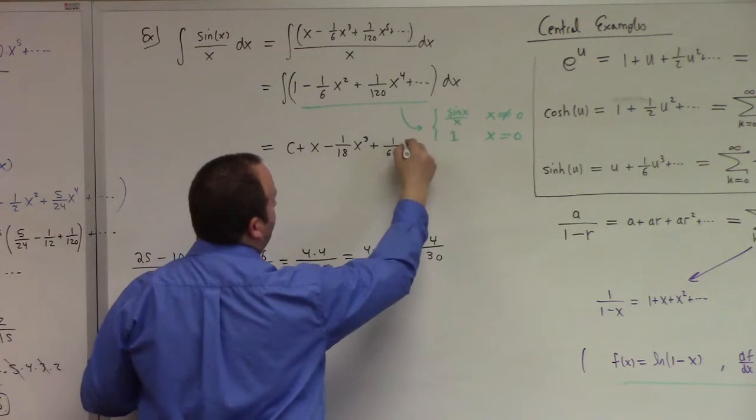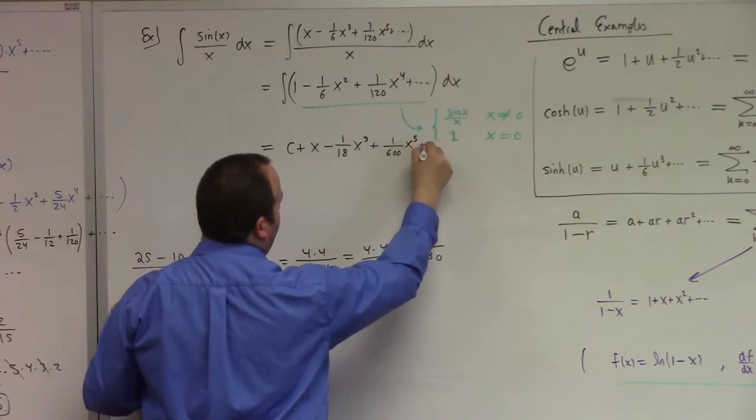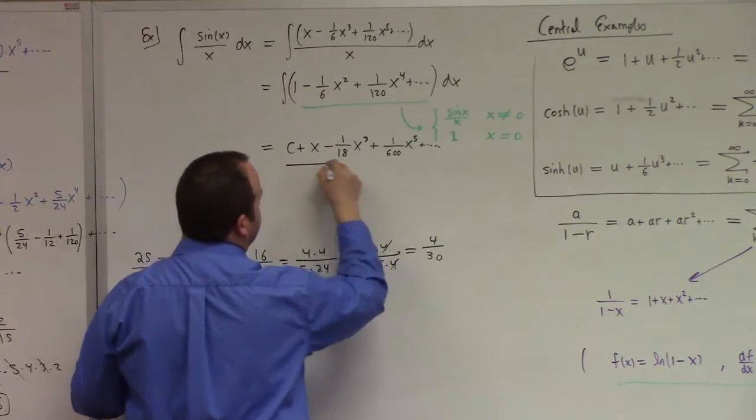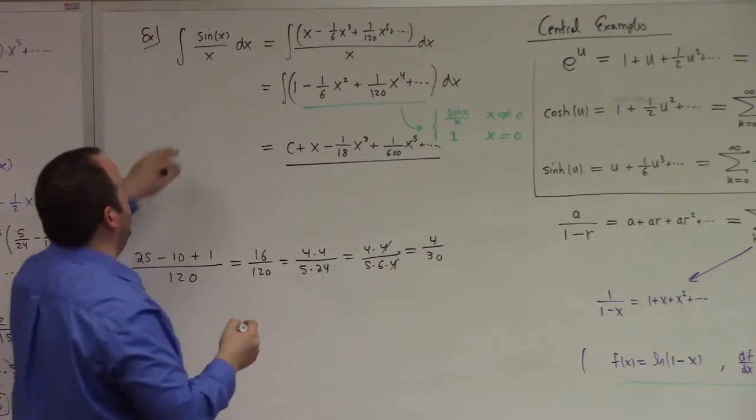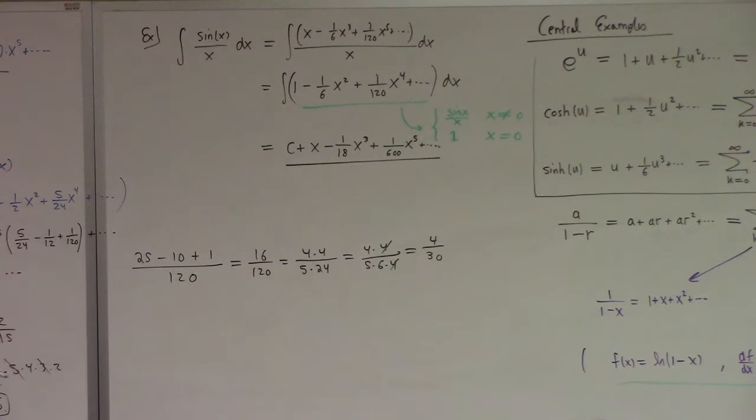X to the 5th plus dot dot dot. There you go. This particular kind of integral appears in optics, for what it's worth. Let's look at another example.